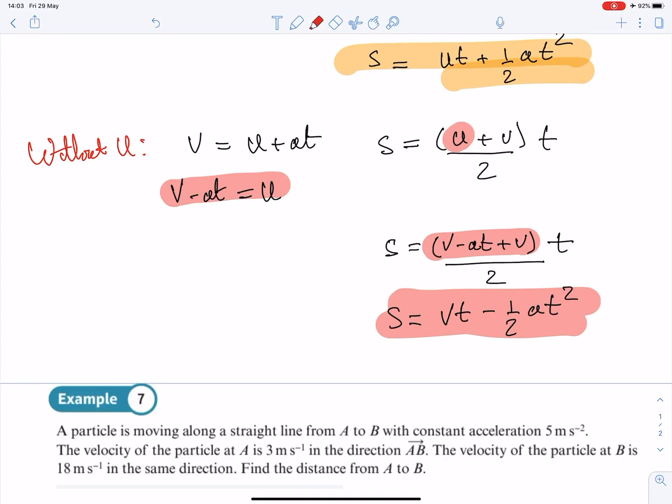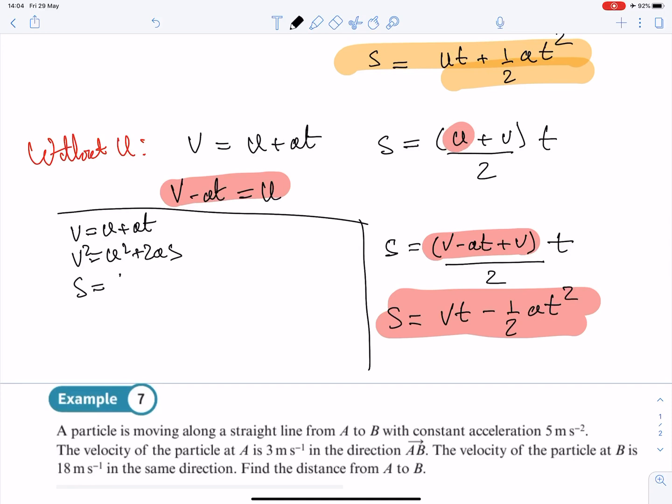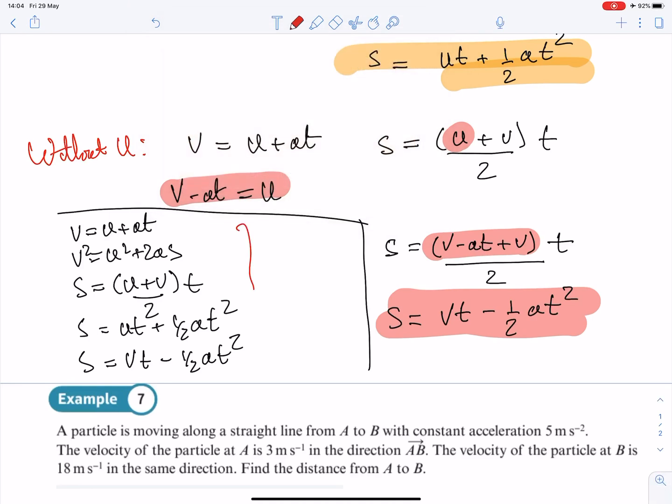So it might be worth collecting those all together. We've got v equals u plus at, v squared equals u squared plus 2as, s equals u plus v over 2 times t, s equals ut plus a half at squared, and s equals vt minus a half at squared. And those are our SUVAT equations which we need to learn.